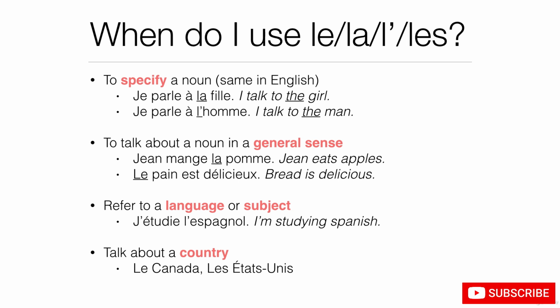When you want to talk about a noun in a general sense, we would do this. If you wanted to say John, or Jean, eats apples, we would say Jean mange la pomme. We're talking about apples in a general sense. Jean really likes to eat apples, apples being sort of a general image of apples. So we would say la pomme to represent this.